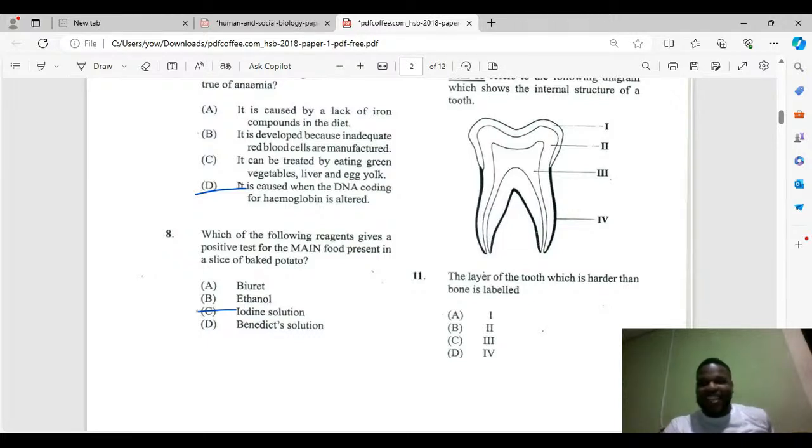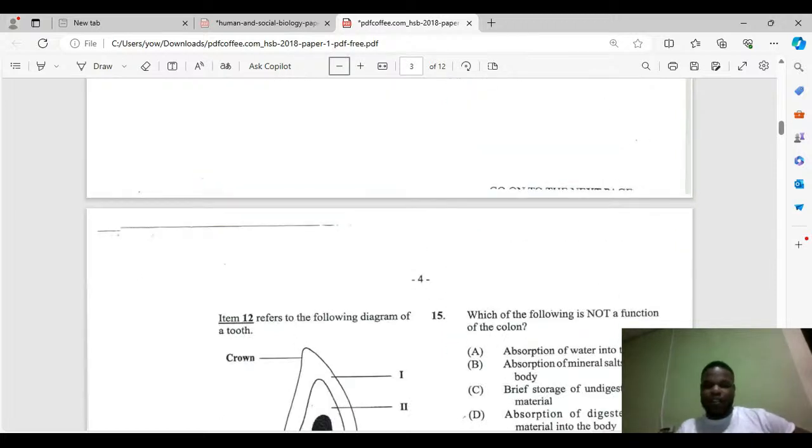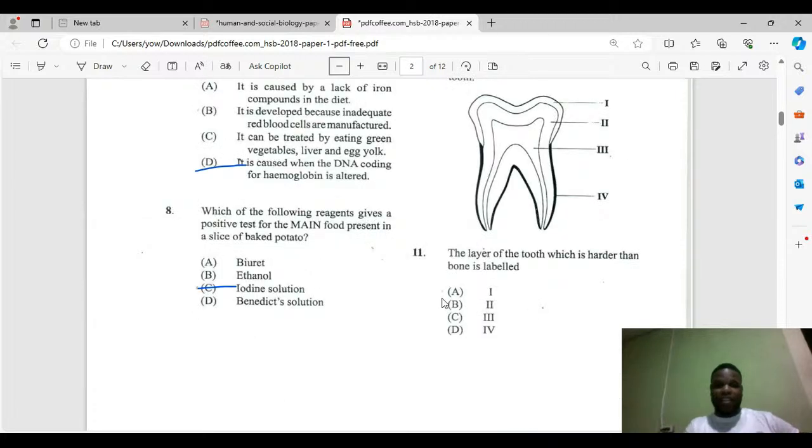What is II? So we're saying dentine. And we're saying pulp cavity. So what is IV? We're saying root. All right, not bad. Let's move on. Oh, sorry, so this one would be A.